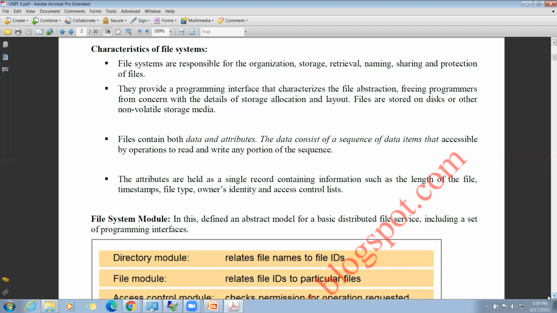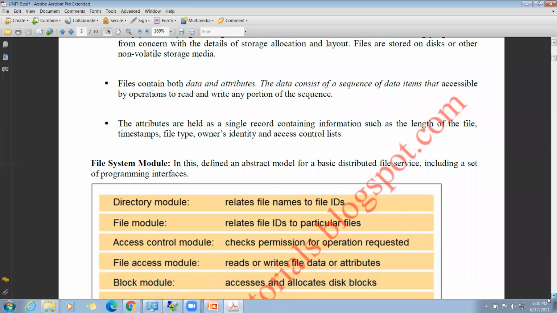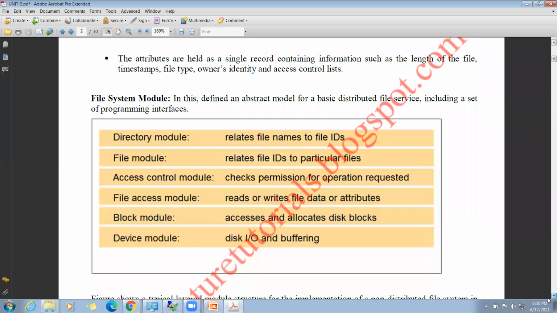Coming to the previous point, I told you files contain data and attributes. We know about the data, but what about the attributes? The attributes will be like the length of your file, the timestamp of your file, the type of your file, and the owner identity of the file. All this control information comes into the attributes. File attributes means file name, file type, etc. This is all the introduction about the file systems.